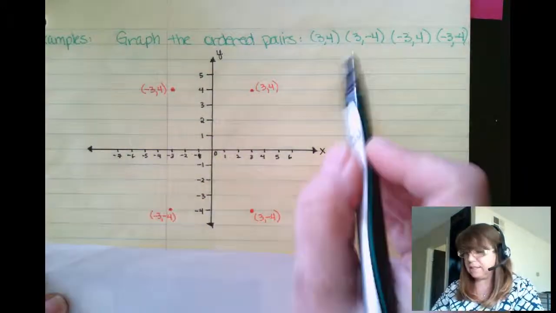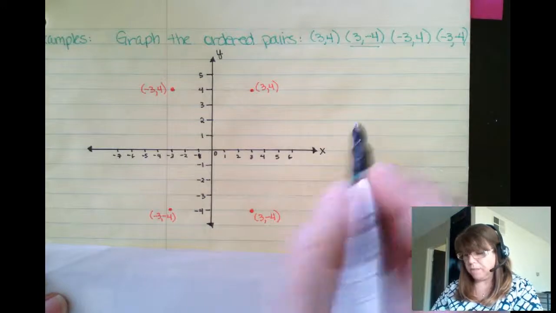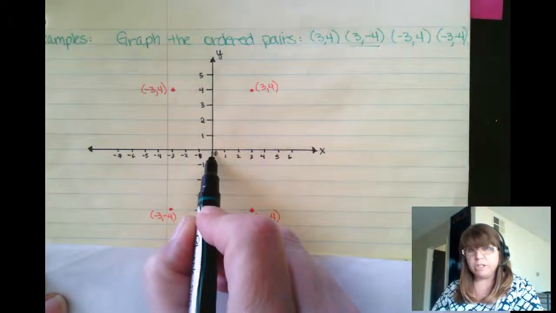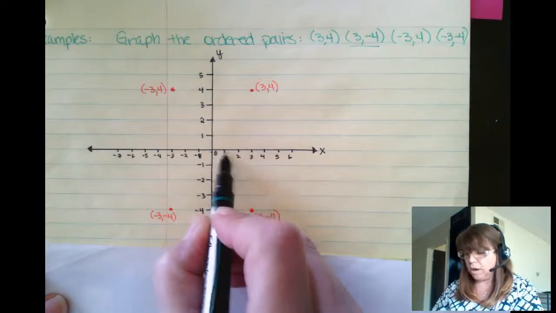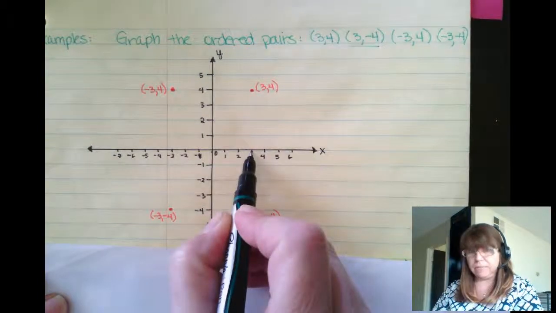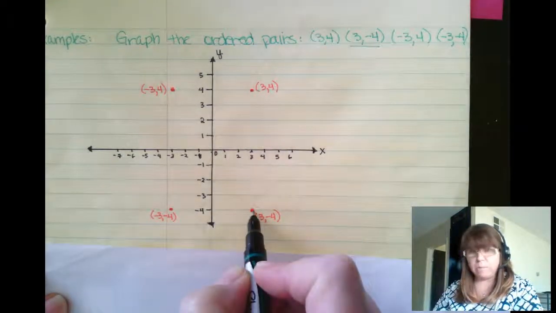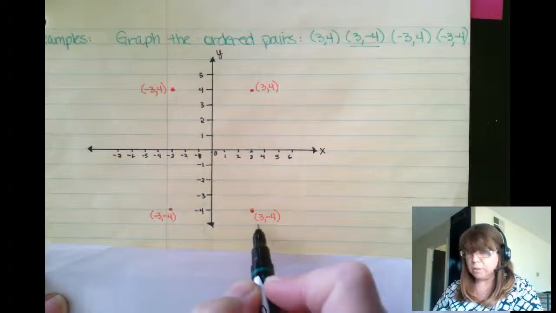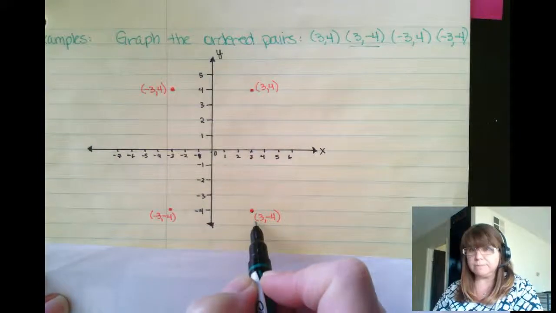Let's take the next value of (3, -4). Again, I start at the origin, and 3 is my x, so I move to the right 3 because that's in the positive direction. 1, 2, 3, and then negative 4. So it is in the negative 4 direction, which is down. 1, 2, 3, 4, and I plot my point. You do want to label your points too, so there's no confusing which point is which point.